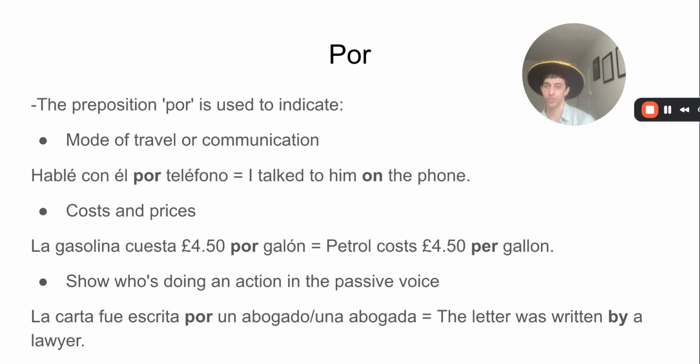And lastly, por is used to show who's doing an action in the passive voice. So this is a slightly more specific use of por, but you would always use the preposition por in this instance rather than para. For example, la carta fue escrita por un abogado o una abogada, depending on their gender, which means the letter was written by a lawyer. So when por has this function, essentially showing who the agent is or who did an action in the passive voice, it would usually translate as by in English. It's a fairly specific usage of only this preposition, really, por.